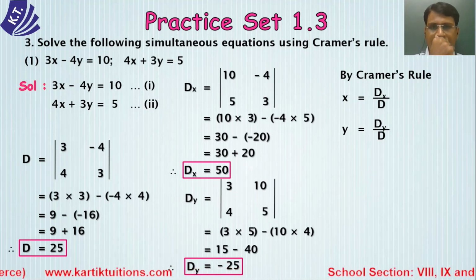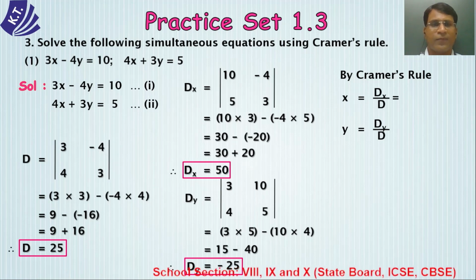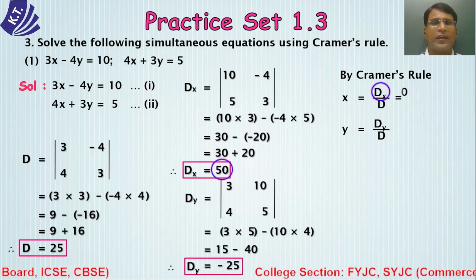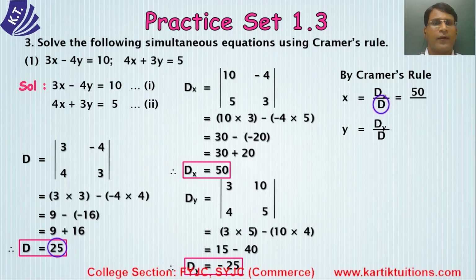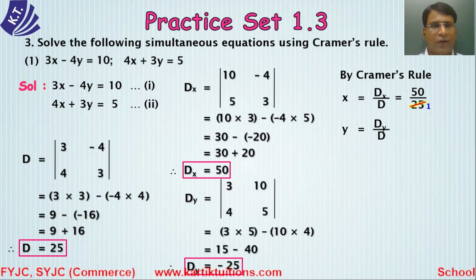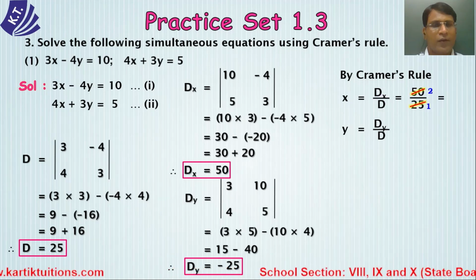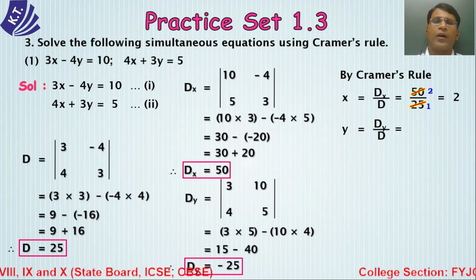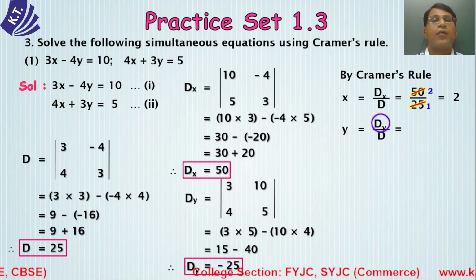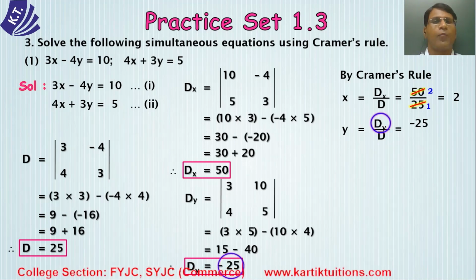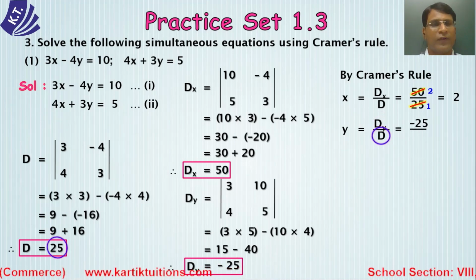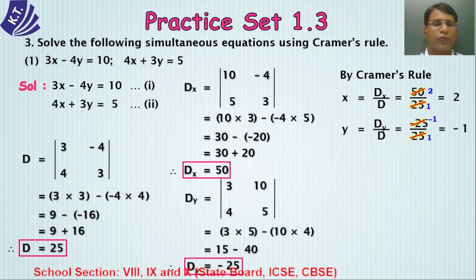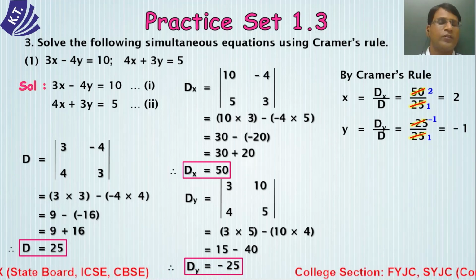Now let's substitute them in the equations. Dx upon D becomes 50 upon 25. 25 ones are 25, 25 twos are 50. So the x value we get is 2. y is determinant of y upon D, so that is minus 25 upon 25. Now 25 gets cancelled, so we get minus 1. So the x value is 2 and the y value is minus 1.